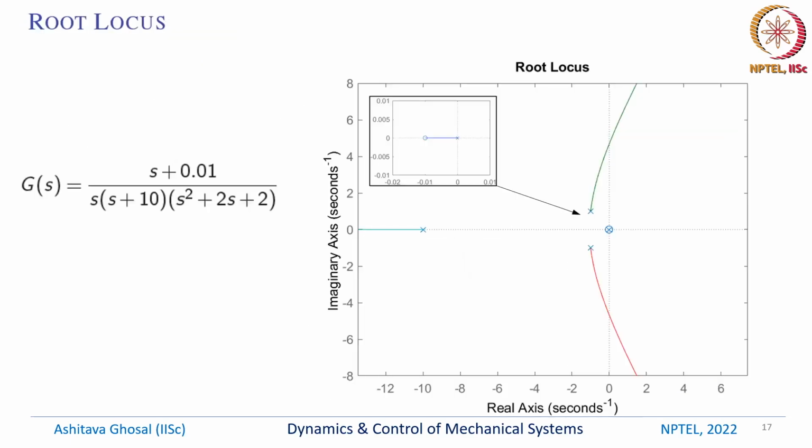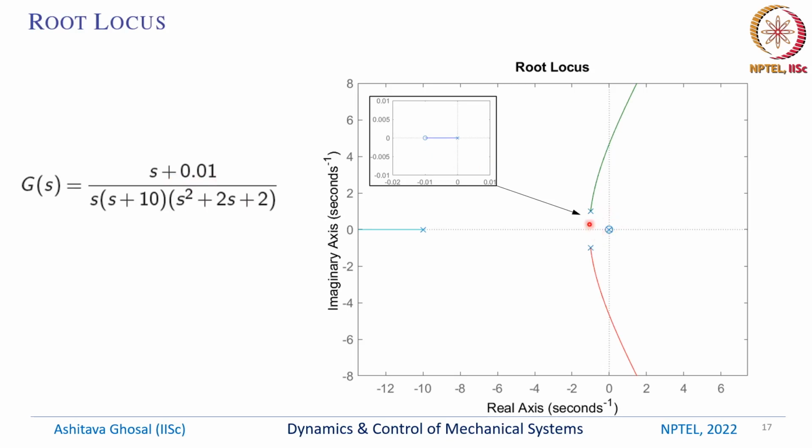Let us look at the root locus of this same system, or same transfer function. In the case of root locus, we have g of s, which is s plus 0.01 divided by this. What you can see is there is a pole at s equals 0, then a pole at s equals minus 10, and then these two complex conjugate poles. There is also a zero at 0.01.